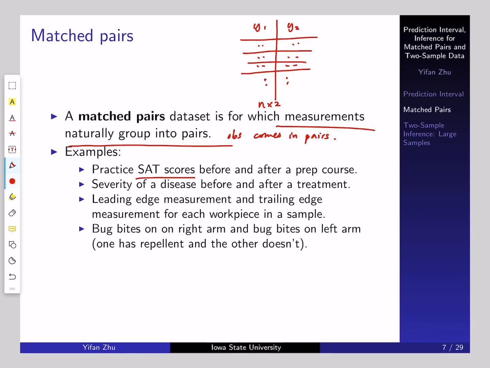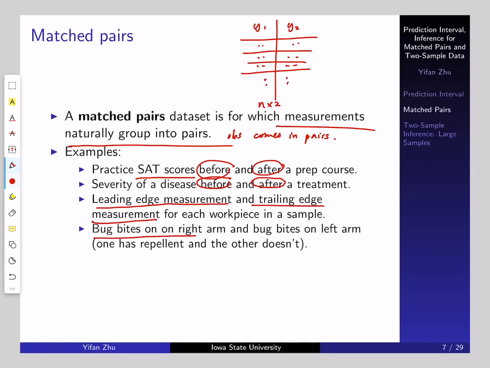Set scores before and after the prep course. So these two measurements are set scores before and set scores after the prep course. Severity of disease before and after treatment. So it's again a before and after measurement. A leading edge measurement and a trailing edge measurement for each workpiece. These two measurements come in pairs.